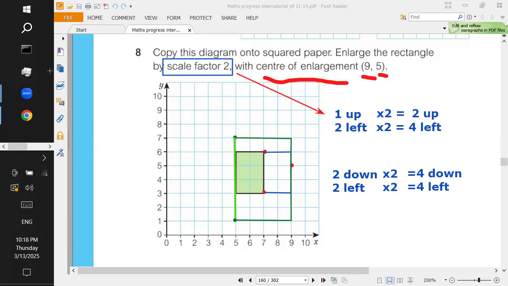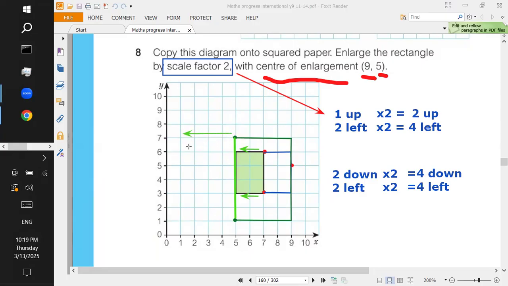Now I'm going to do the same idea with the other ones. First, I'm going to start with this line here. This one is 2, and this one is 2, and both of them are going to the left side. So I'm going to start from here. When you multiply the 2 by the scale, you'll get 4. So 2 times 2 is 4. It means I have to go 4 times here.